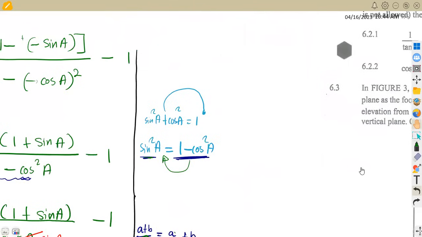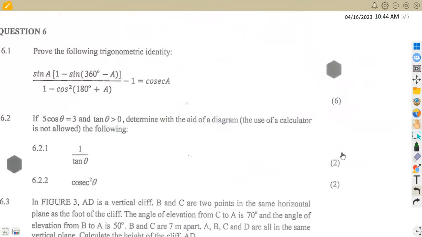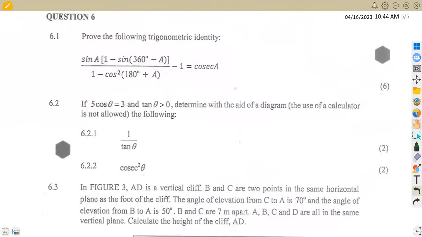All right, let's see. That's question 6.2. So 6.1 was 6 marks. That's a lot. All right, 6.2, we are now given that if 5 cos theta is equal to 3 and tan of theta is greater than 0, determine with the aid of a diagram. The use of a calculator is not allowed. So the use of a calculator in this case is not allowed.